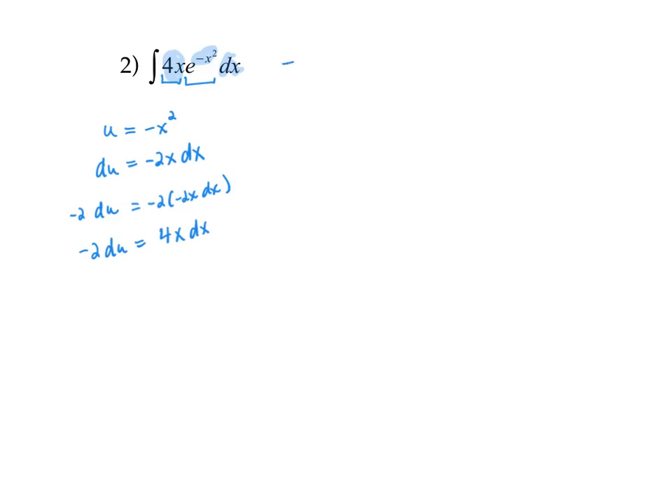Okay, so let me rewrite this a little bit. So the antiderivative of 4x e to the negative x squared dx. So this portion right here will be rewritten as e to the u. And then the 4x and dx will be replaced by negative 2 du.